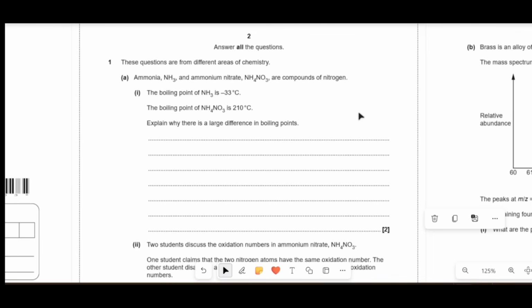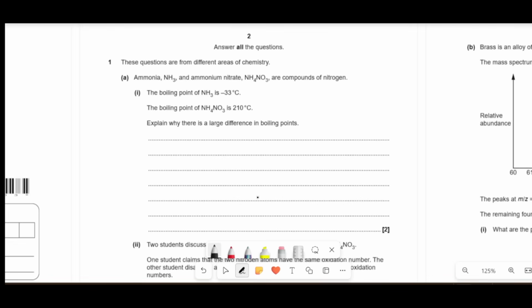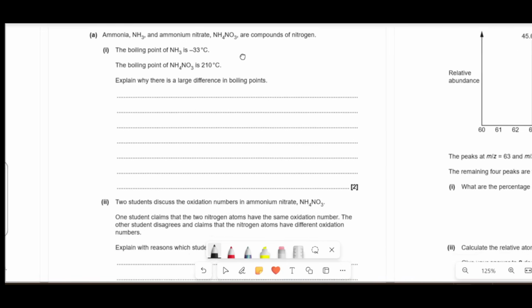Hello, welcome back to another episode of the A-Level Cookbook. Today we're going to be doing the OCR A-Level Chemistry A, Paper 3 from June 2022. Okay, so these questions are from different areas of chemistry.